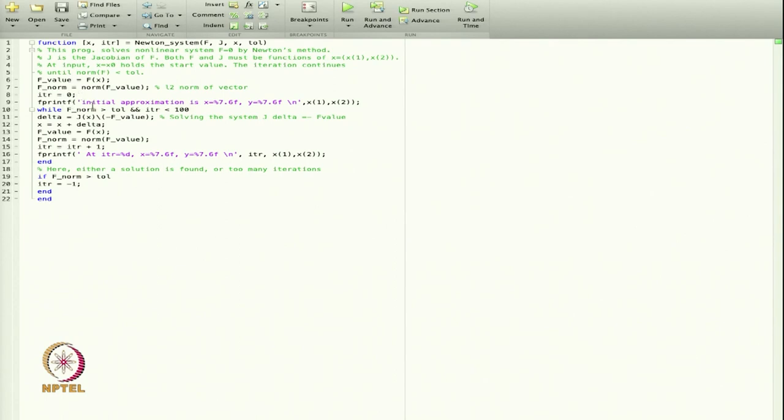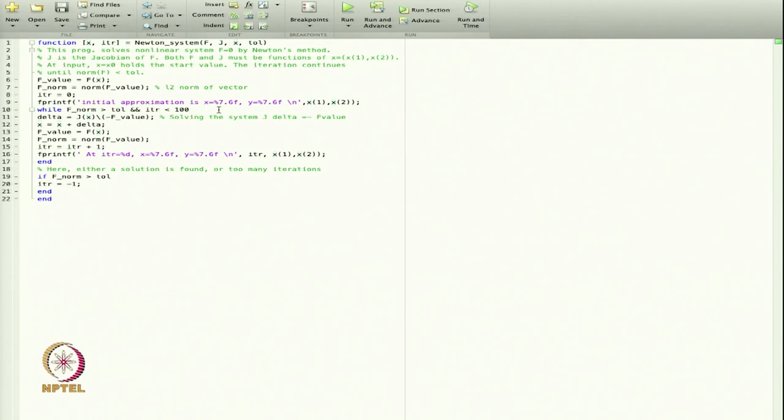Now, I know how to write the fprintf, the initial approximation of x and y. That value I give here. This is the value of x 1 and this is the value of x 2. I am getting this value from this vector. So, this will be displayed as x 1, meaning the component of x at the first position, and the component of x at the second position.